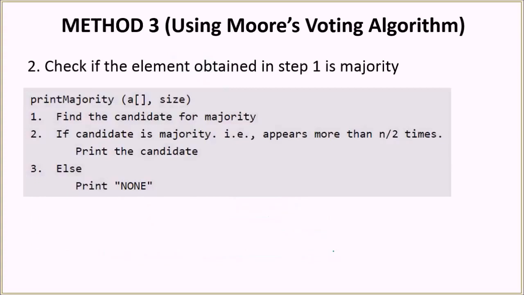Okay. So now, to print the majority element, what we do is we find a candidate for the majority, then we actually check if that candidate is appearing more than n by 2 times. If yes, then we print the candidate, otherwise we print none.